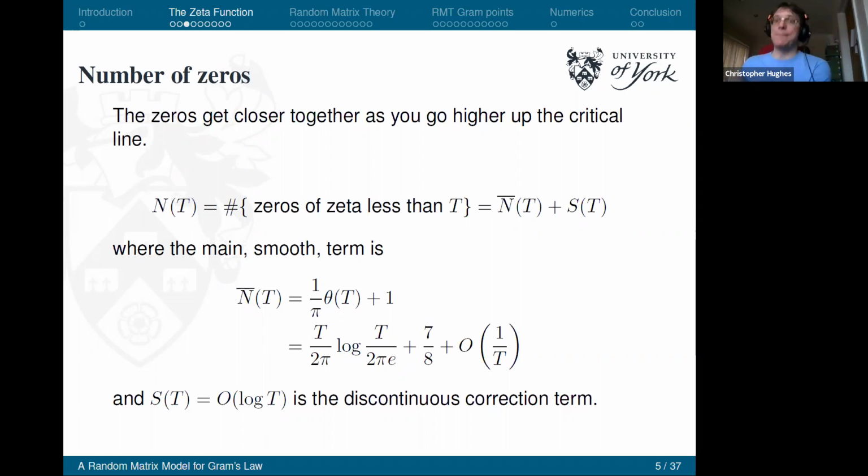And I'm not going to talk about that at all, even though I said that's kind of where all the interesting stuff happens. For this talk, we're going to be concentrating more on the behavior of the smooth term, n bar of t. And I'll come on to that when I explain Gram's law in a minute. But let me just show that this really is a good approximation.